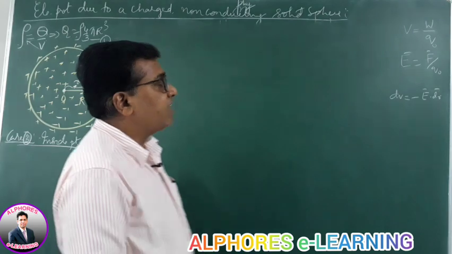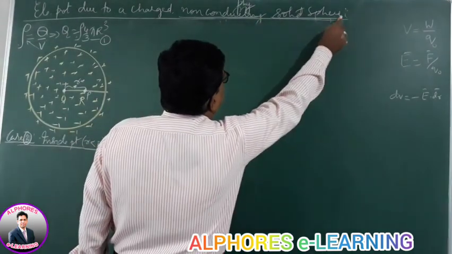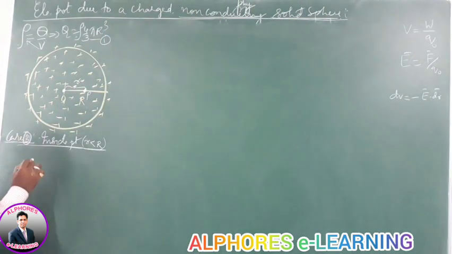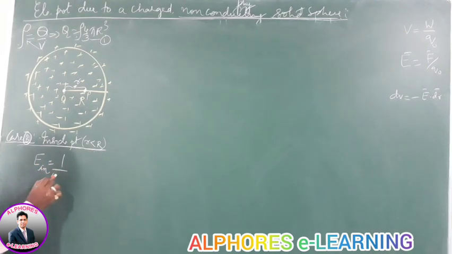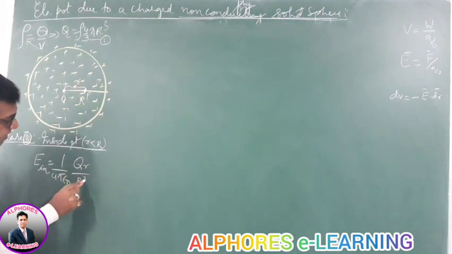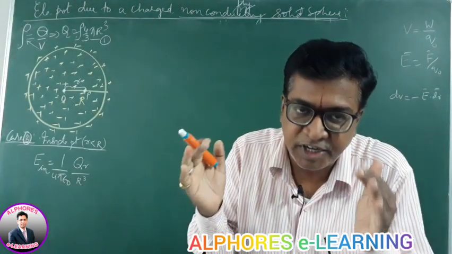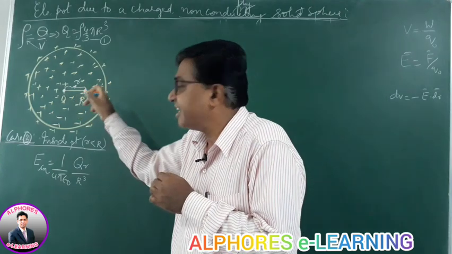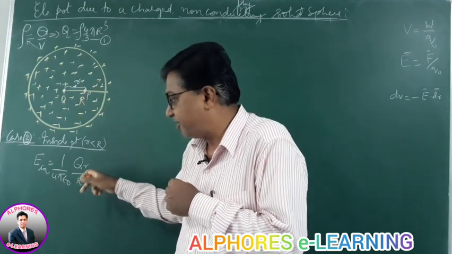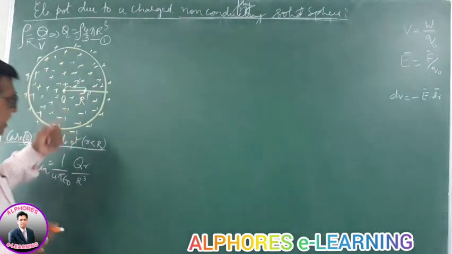in the previous chapter, charges and fields, we derived a formula for the electric field due to a non-conducting charged solid sphere. We found the electric field at any inside point: E equals 1 by 4 pi epsilon naught, charge Q into small r by capital R cube. Q is the charge, r is the distance of the point, and capital R is the radius of the sphere.